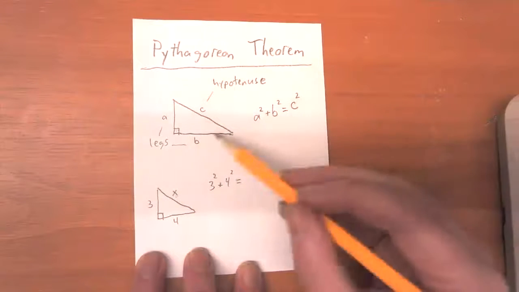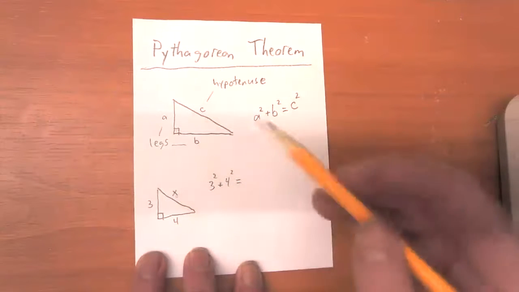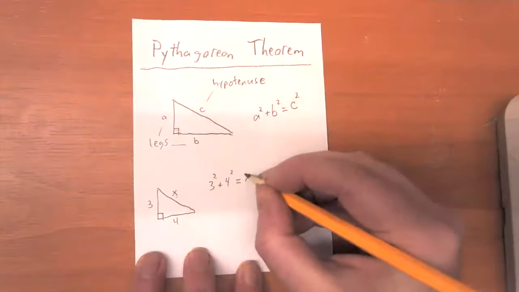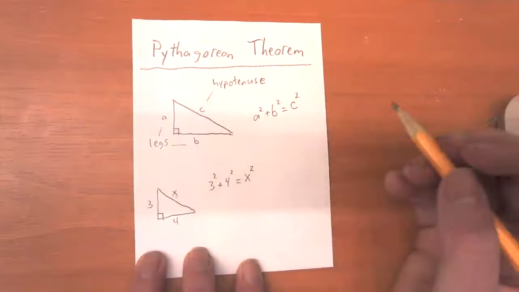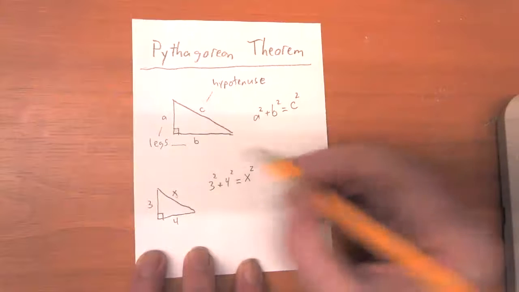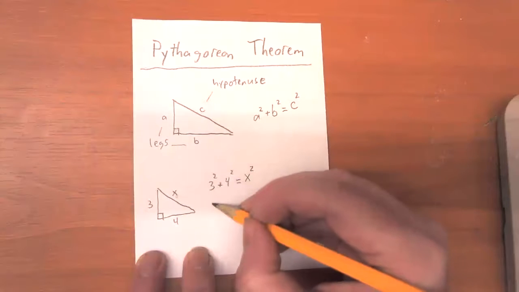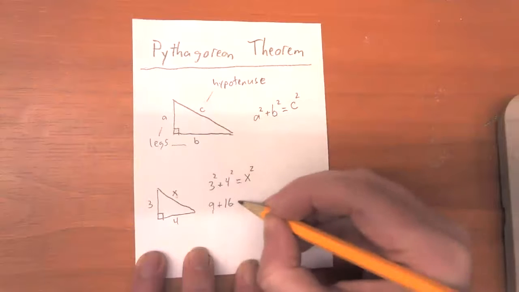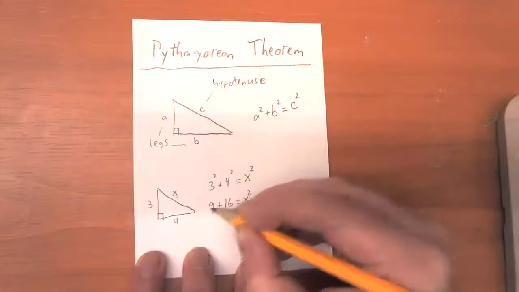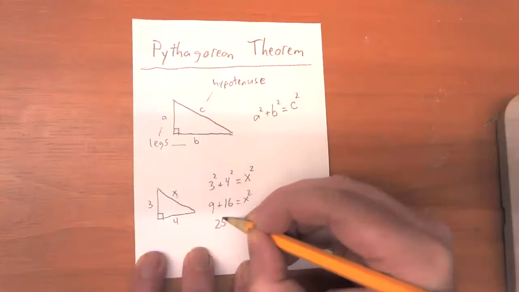Now, as I say, I don't have to use c. In fact, I'm already using the variable x for this. So x is the length of the hypotenuse, so I can write it like that. All right, so then I just do a little bit of calculation. 3 squared is equal to 9. 4 squared, 4 times 4 is equal to 16, is equal to x squared. 9 and 16 make 25.